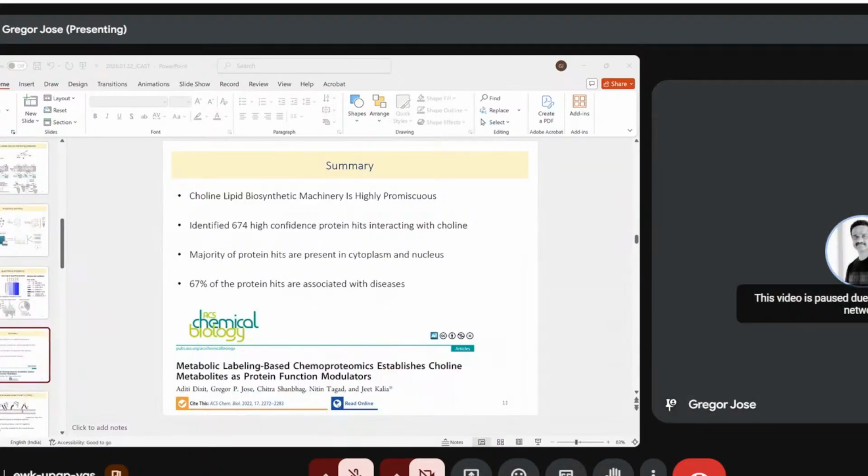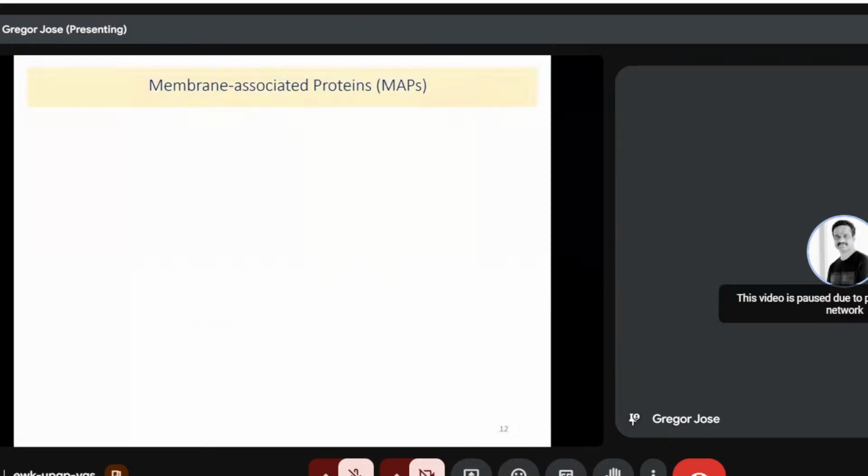The second project, I'm trying to give some summaries of this, because if I explain everything, it will be too difficult to understand. The second part involves membrane-associated proteins. What are these membrane-associated proteins?